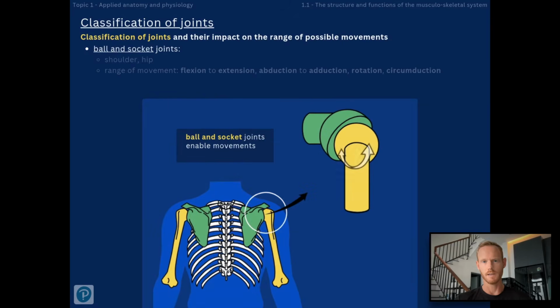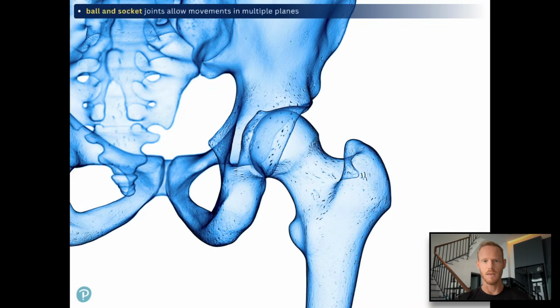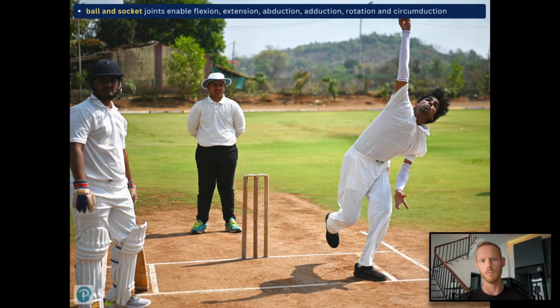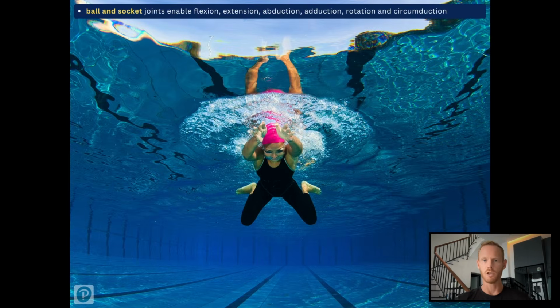Ball and socket joints allow for a wide range of movement in multiple planes. The round head of one bone, the ball, fits into the cup-like depression of another, the socket. There are two ball and socket joints in the body, the shoulder and the hip. At the hip, the femur fits into the pelvis, and at the shoulder, the humerus fits into the scapula. Examples of movements involving ball and socket joints include circumduction of the shoulder when bowling in cricket and abduction of the hip when kicking in breaststroke. Again, more on these terms in the next video.